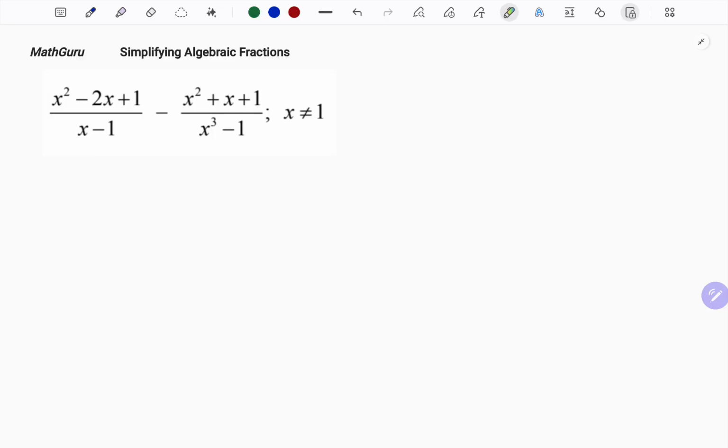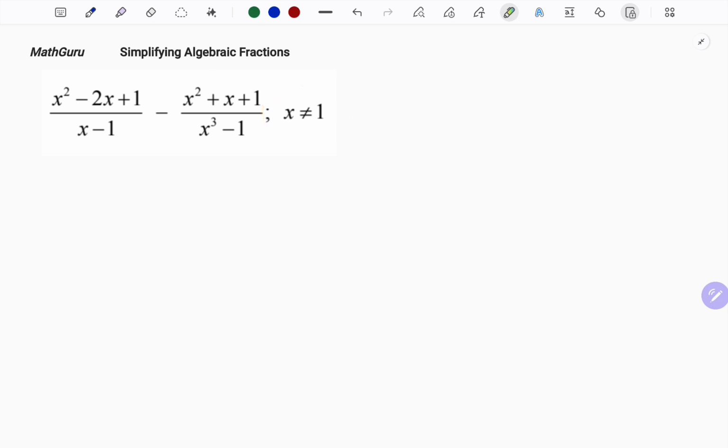In this video, I want to show you how to simplify the following algebraic fraction. We have (x squared minus 2x plus 1) divided by (x minus 1), minus (x squared plus x plus 1) divided by (x cubed minus 1). The constraint is x cannot be equal to 1.